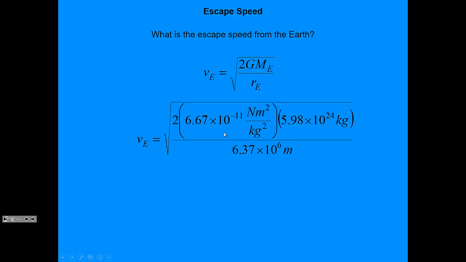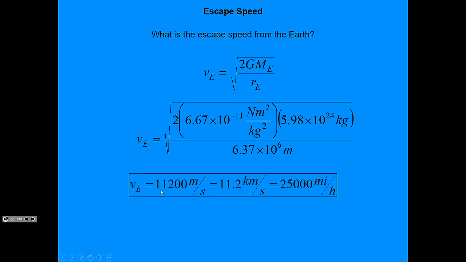Let's see here. It all cancels out, and we should end up with meters per second. We do. This meter squared cancels that meter, this kilogram cancels that kilogram, so we're left with a meter over a kilogram, but a Newton is a kilogram meter per second squared. So it all works out. Plug everything in and you get about 11,200 meters per second, which is about 11.2 kilometers per second.